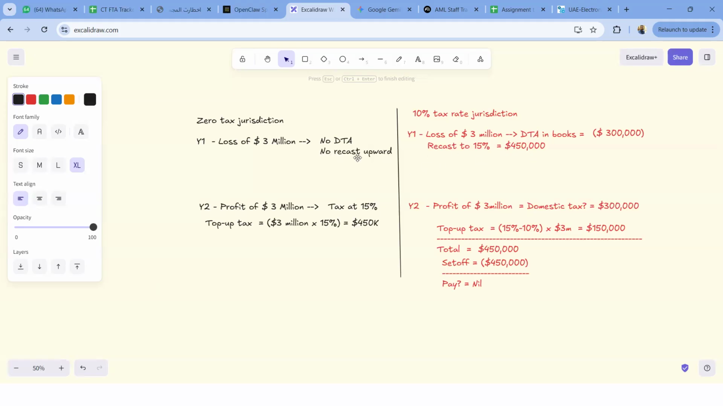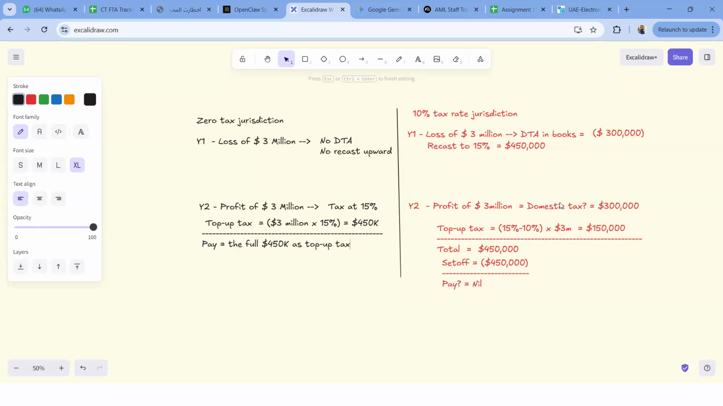Do I have a DTA to set it off? No. So what will happen? I will pay the full 450k as top up tax.